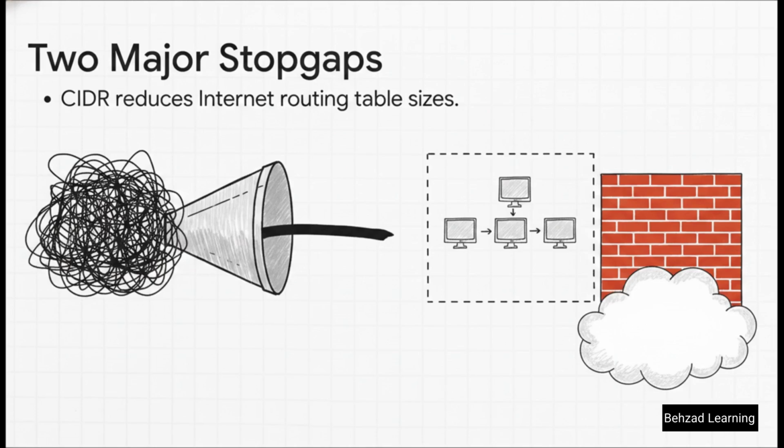Now, this was a huge deal. It allowed companies to reuse specific IP ranges internally without causing routing conflicts out on the public internet. But there was a catch, a pretty big one. Those private IP addresses, they couldn't directly traverse the public internet at all.